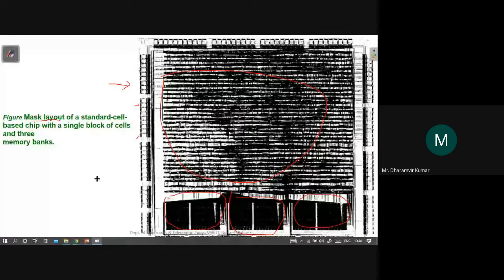Just for reference, you will find this in the book. I think I have picked this up from Kang. So you can go to that page and read something about it.